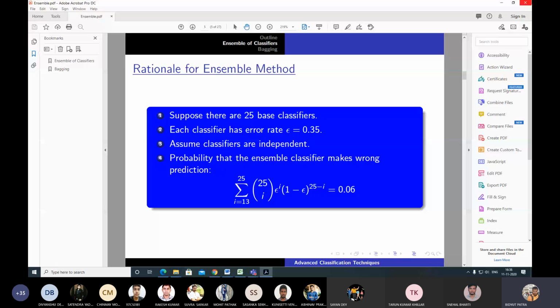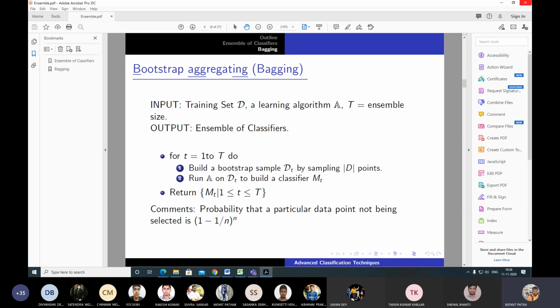So this is the basic idea of the ensemble of classifiers. In the next 5 to 6 minutes, I will show one example, and I will end the class for today. Okay, so here we go.